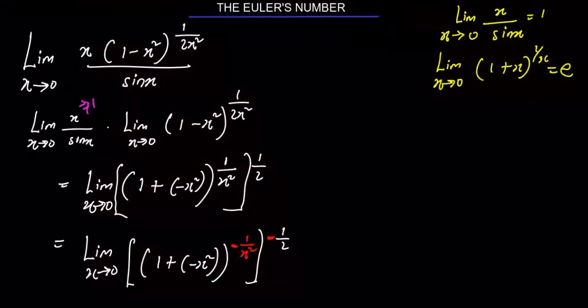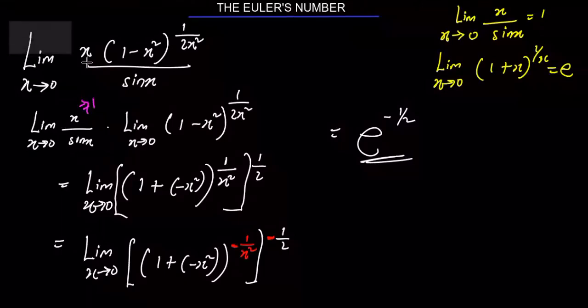Good. And remember, this is the Euler's number. You can see 1 plus n raised to power 1 over n. It's still the same thing. So therefore, this is the Euler's number. So I have that will be equal to e to the power negative 1 over 2. So this is my final answer. So as required. So let us solve one challenging problem.